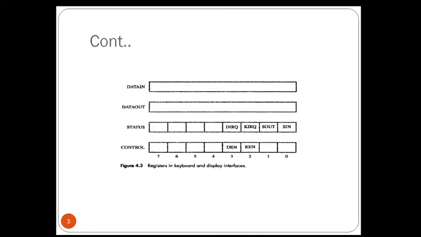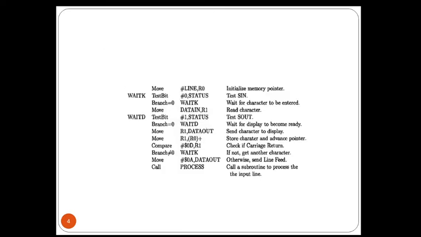Let us see this program. It reads a line of characters from the keyboard and stores it in a memory buffer starting at the location LINE, and then it calls a subroutine PROCESS. A subroutine is nothing but like your functions in C programming. If you want to add two numbers, you write an add function and call it in the main function. That add function is a subroutine. Here also it calls a subroutine PROCESS to process the input line.